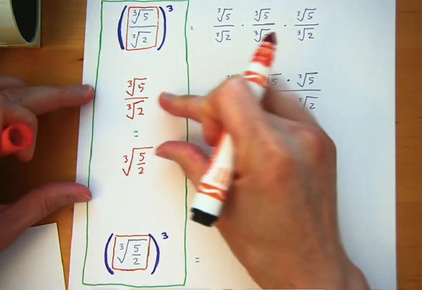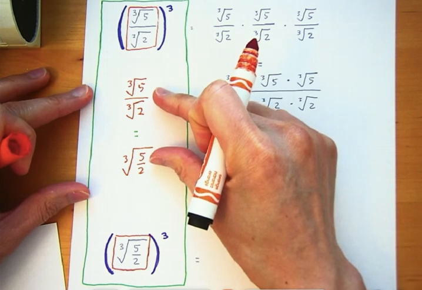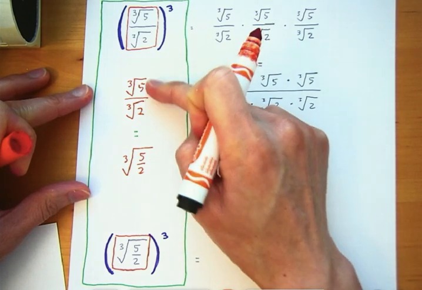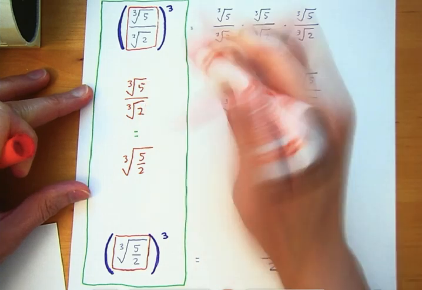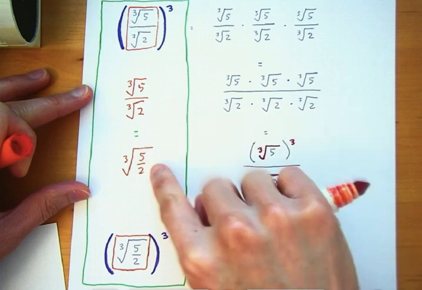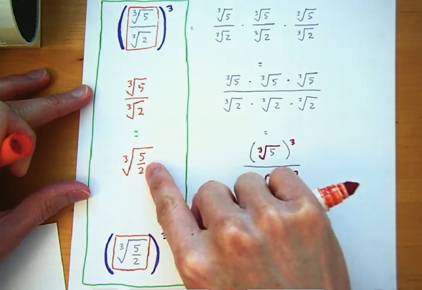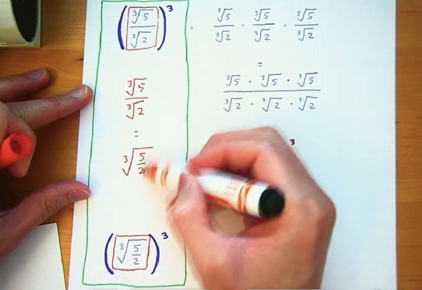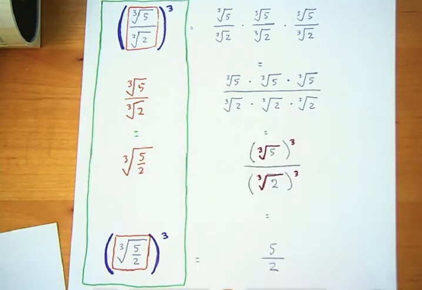There is an example of our dividing roots rule. Two roots divided together that have the same little number there can become one root with the same number there, and they're just divided inside the root instead.